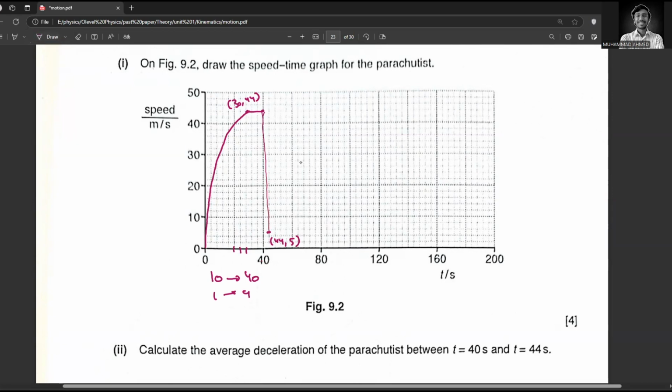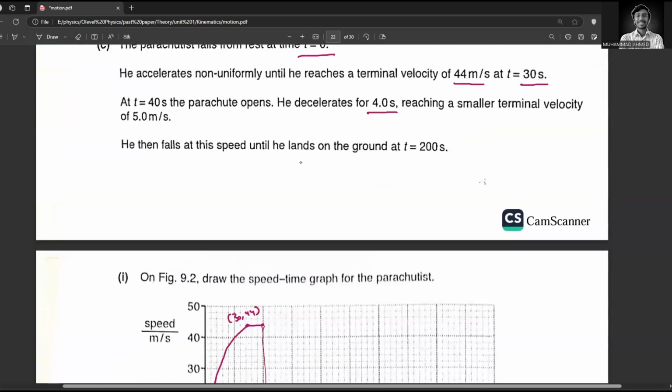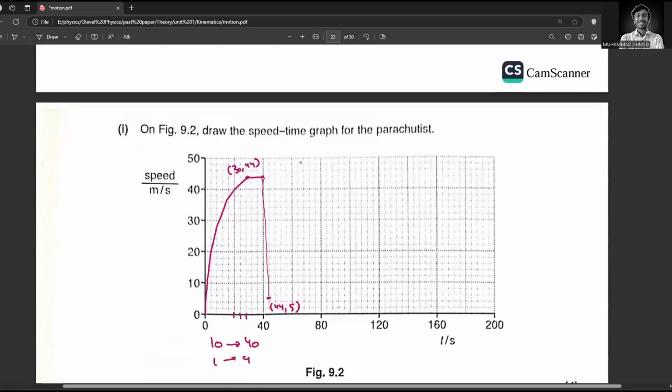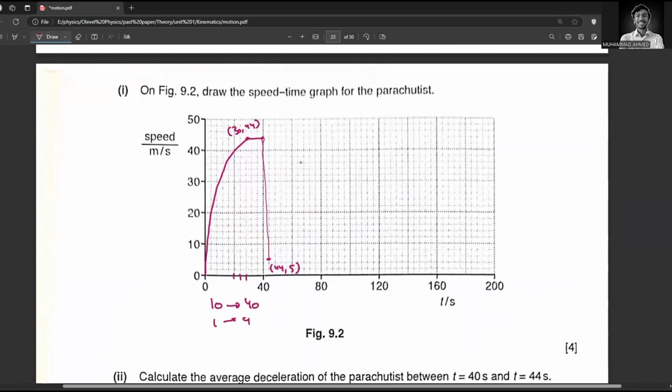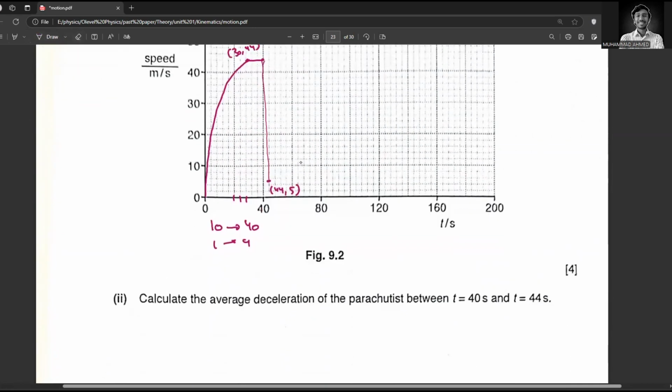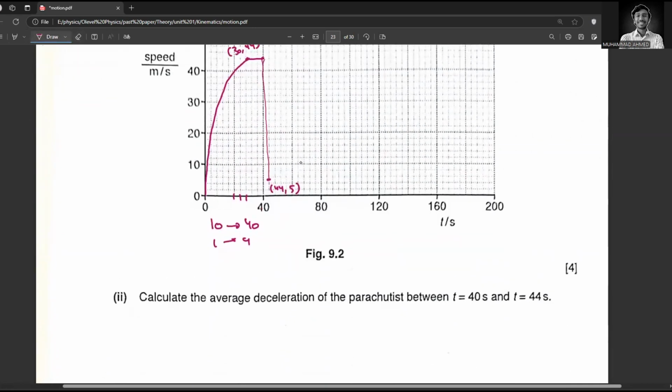Now, what else is the examiner saying? He falls at this speed until he lands on the ground at 200 seconds. Okay, so he continues to fall at this speed. You will draw a horizontal line like this here. So let's draw a horizontal line at 5. Yeah, this is your horizontal line at 5. Obviously, you will have to draw with the scale.